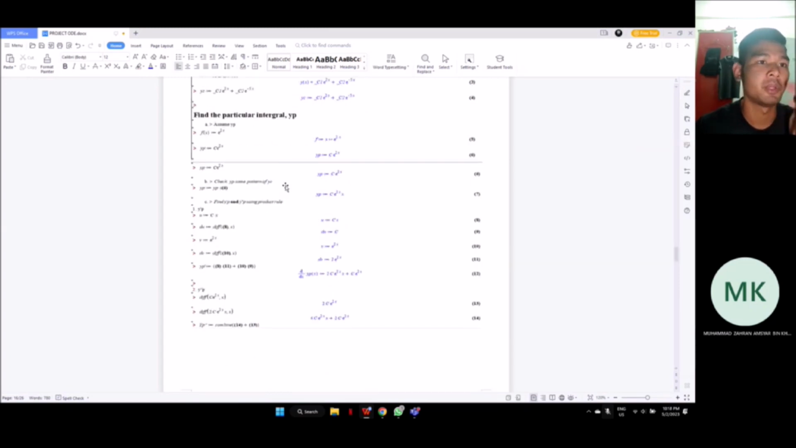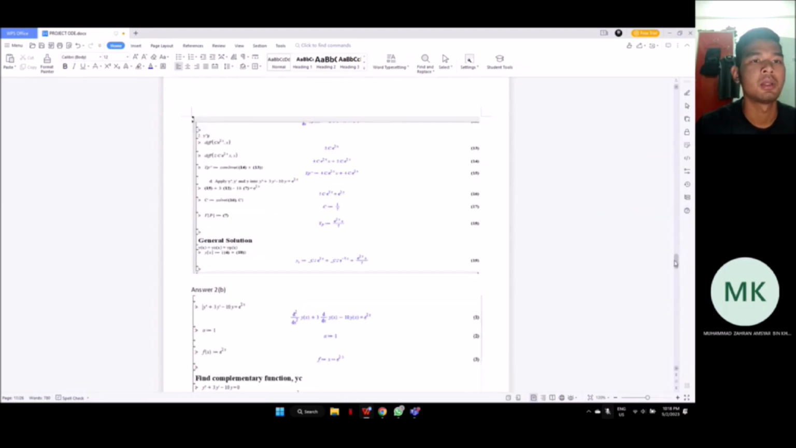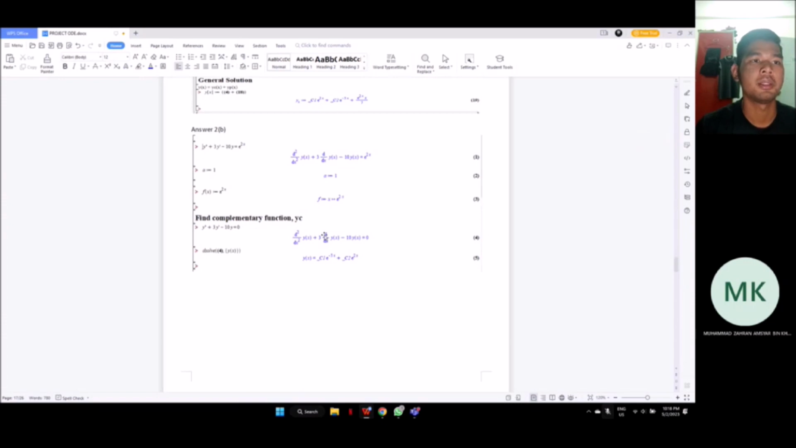Then I calculate them manually using the software, and I got all of these. Here is the result, this is the resolution, and here is the final answer for now. It's the answer for question 3.